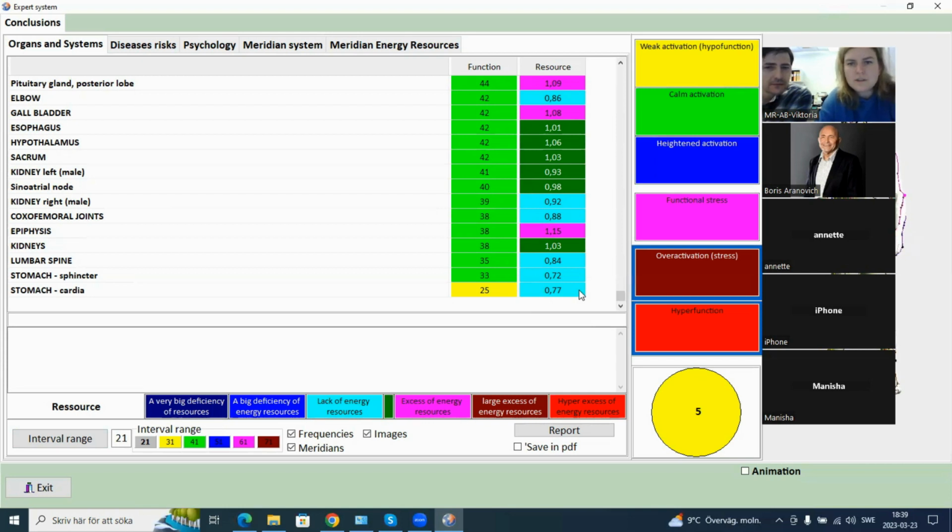So now it's interesting to combine. For example, here, the epiphysis. It's normal, the organ is functionally normal, but it takes a lot of energy for this. So there's an excess of energy. This epiphysis is working to maintain this good activation. So this is not enough, this is too much. Not enough, too much.